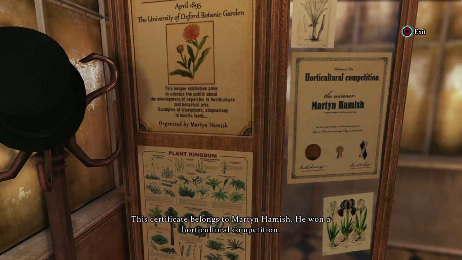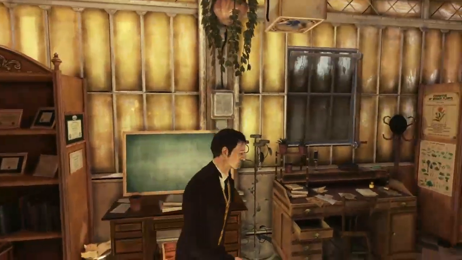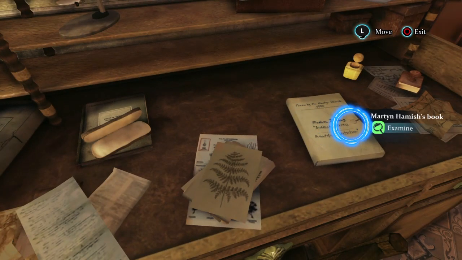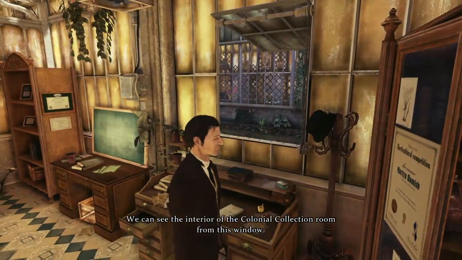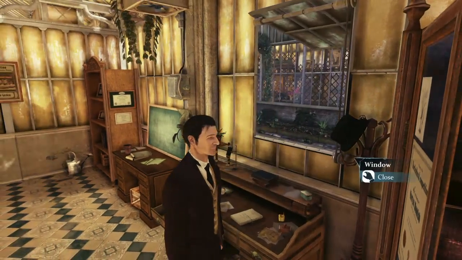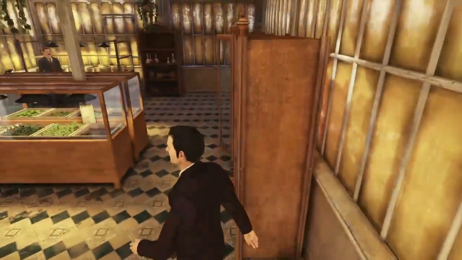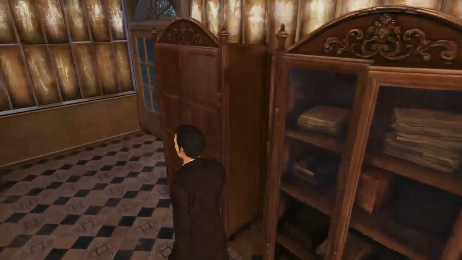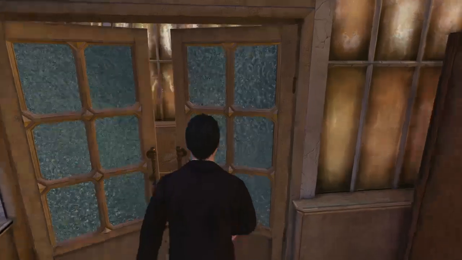This certificate belongs to Martin Hamish. He won a horticultural competition. There's a desk here. Whose desk was it? Martin Hamish's. So, we can take a look at the interior of the colonial... Okay, diplomas. Don't need that. Nothing in here. I think I know where I should go next. First, let's see.